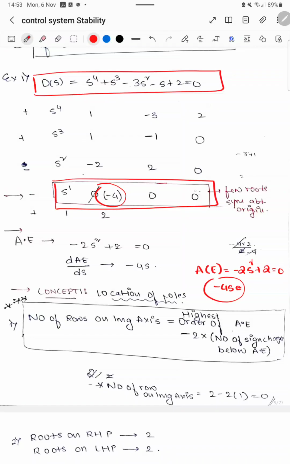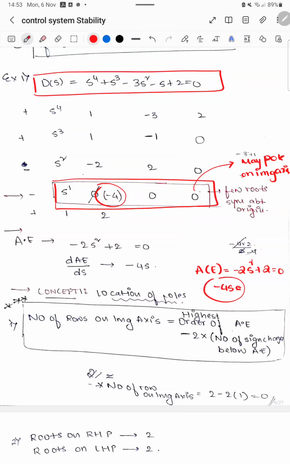That you substitute here in the s to the power 1 row. So from here you get that maybe some poles lie on the imaginary axis, since the row is 0. We can say maybe some poles lie on the imaginary axis. Once this is found out, we move ahead and we do all calculations.